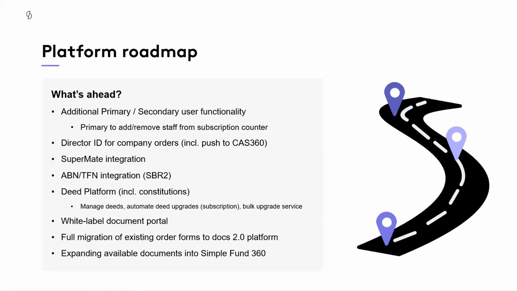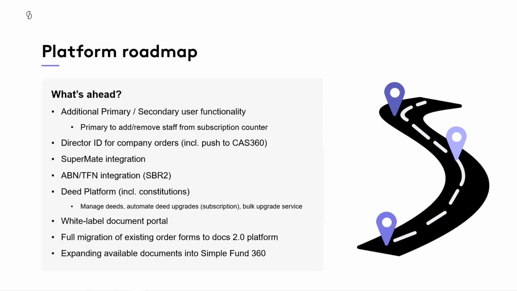I also touched on the fact that we will be doing some work around the director ID requirements, including incorporating that into the Push to Code 360, and also the director ID into Simple Fund 360, where that gets captured, and also into Class. We are shortly going to be commencing work on a Supermate integration. So in the same vein in which you can use Class and Simple Fund 360 integration to import your fund data, member and trustee information to generate documents, you will shortly be able to do that.